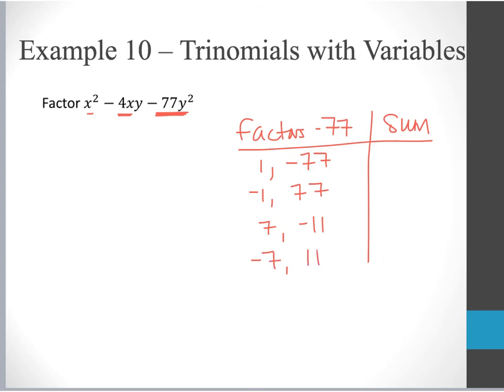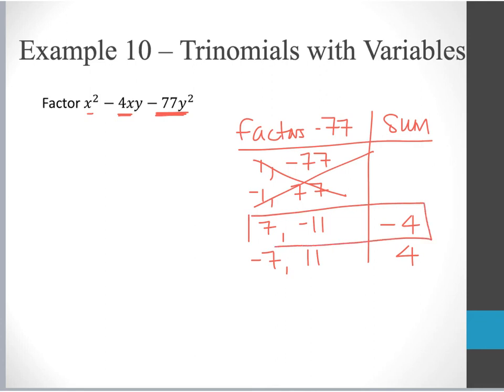So by adding these up, I know it's not going to be the first two because these are way too big. So if I look at these next two, I have 7 plus a negative 11 will give me a negative 4, and negative 7 plus 11 will give me a positive 4. So I actually want this set right here as my factors.